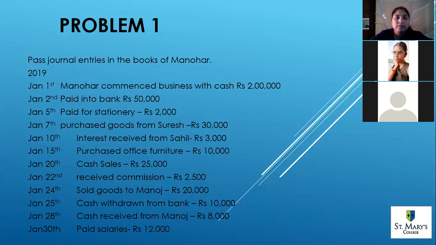Now the second entry says January 2nd, paid into bank. When it says paid into bank, what does it imply? What have we paid into bank? The transaction only says paid into bank. So what have we paid into the bank? Yes, cash. It's implied that cash has been paid.